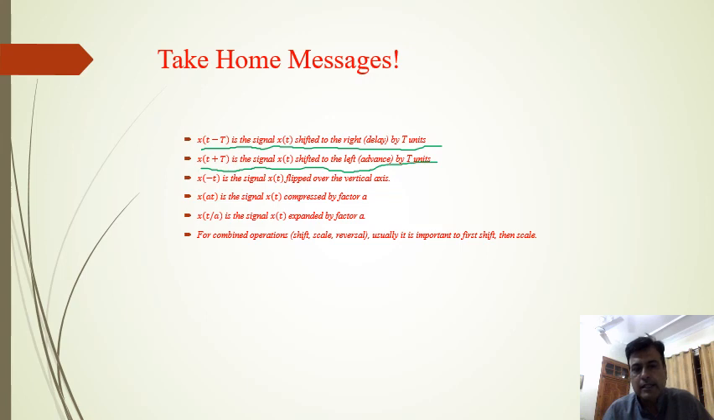X of minus t is the reflected signal flipped around the vertical axis, जो आप vertical axis के around flip करते हैं. X of at is the signal which is compressed by a factor a. Similarly, x of t by a is the signal which is expanded by a factor a. So compression and expansion in continuous domain, और अगर हम discrete domain की बात करें तो this is called decimation and interpolation.